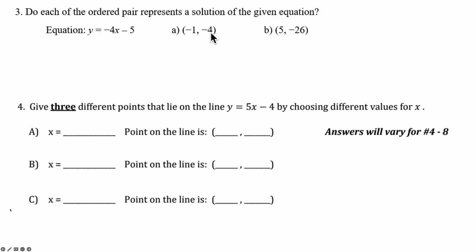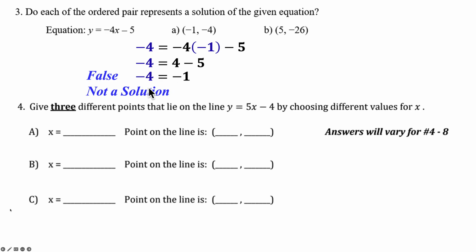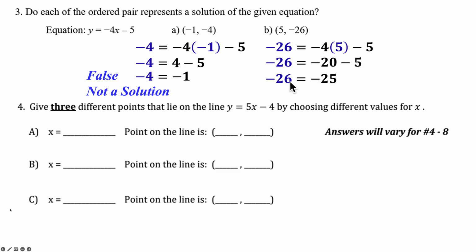All right. Are these ordered pairs a solution to this equation? So to check this, you're going to put x as -1 and y as -4, and substitute into my equation. -4 times -1 is 4. 4 minus 5 is -1. This is a false statement. Therefore, it is not a solution. For B, x is 5, y is -20. I substitute in just like I did with (-1, -4). I get -20 minus 5 is -25 again. False statement, not a solution.